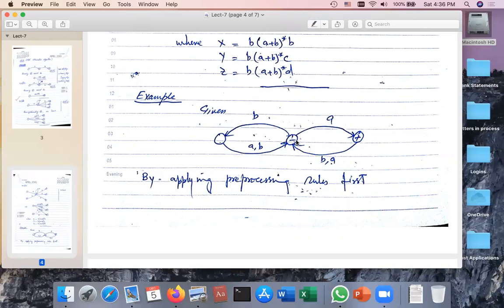So first, now we have the initial states and the final states. So what we have to do first? First, we have to apply the pre-processing rule. That is the first step in the state elimination algorithm if we want to get a regular expression from this FA. So this question is about getting a regular expression from the given FA. So what we have to do first is apply the pre-processing rules.